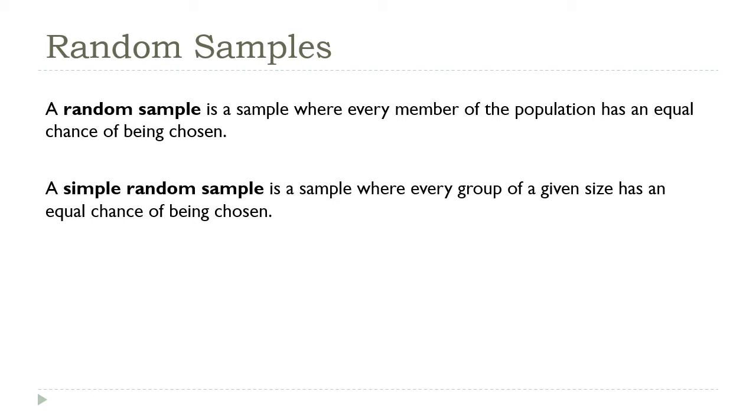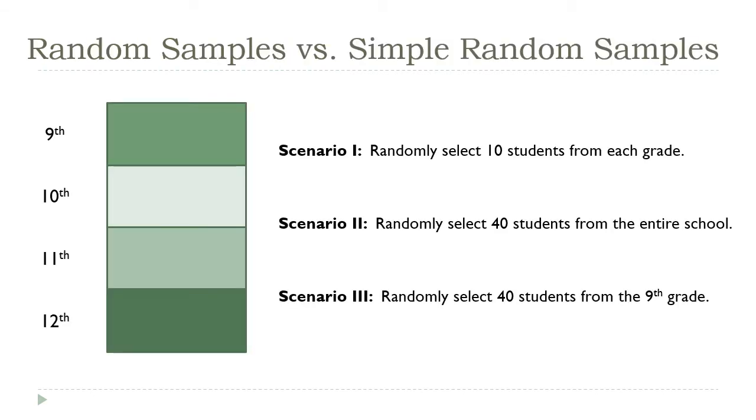All right, so let's look at some examples that illustrate the difference here. I have three scenarios here, and I want to try to classify these as being random samples, simple random samples, or possibly none of the above. First, let's assume, just for the sake of argument, that I've got grades here: 9th, 10th, 11th, and 12th grades. And let's assume that all the grades are the same size. Each grade has 100 students.